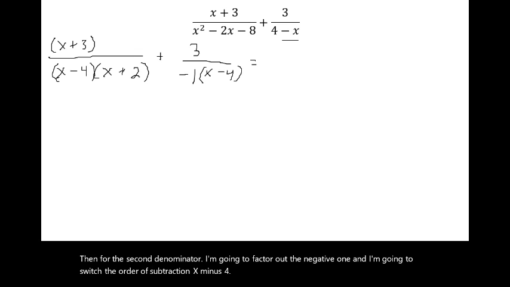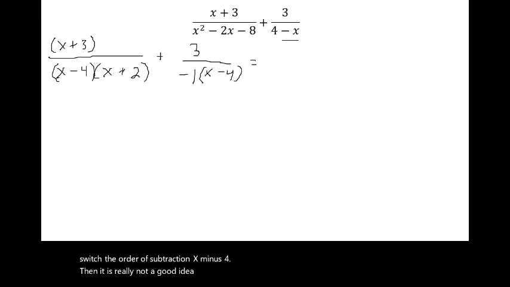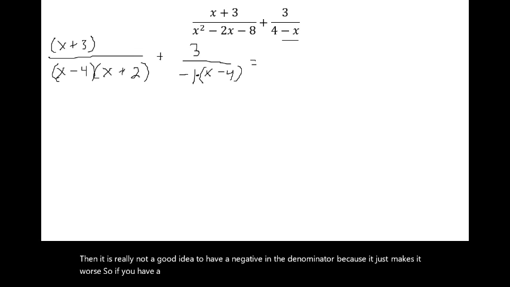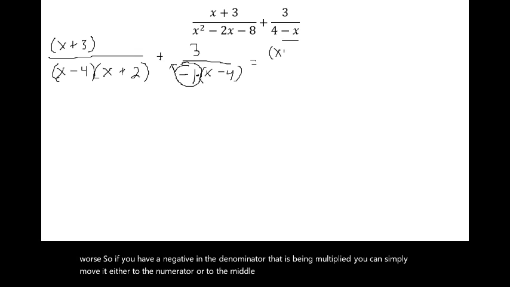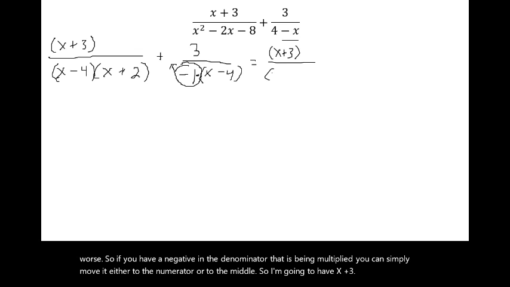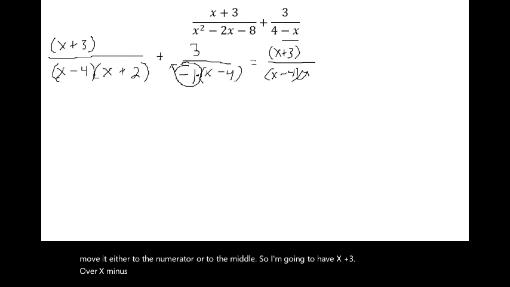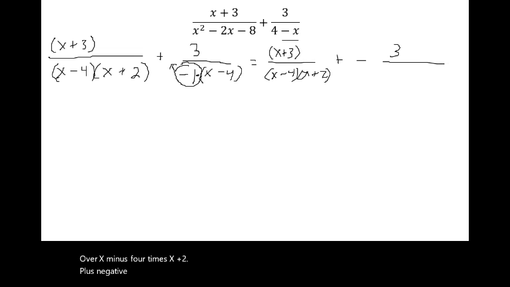Then it is really not a good idea to have a negative in the denominator because it just makes it worse. So if you have a negative in the denominator that is being multiplied, you can simply move it either to the numerator or to the middle. So I'm going to have x plus 3 over x minus 4 times x plus 2 plus -3 over x minus 4.